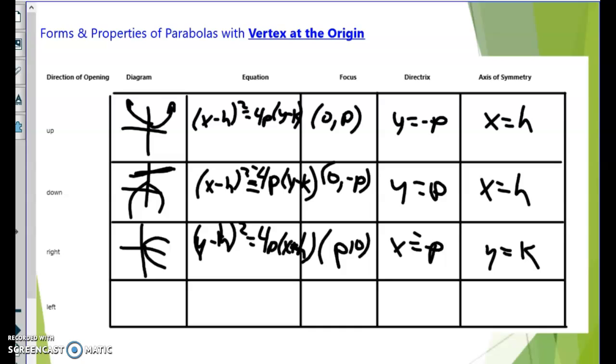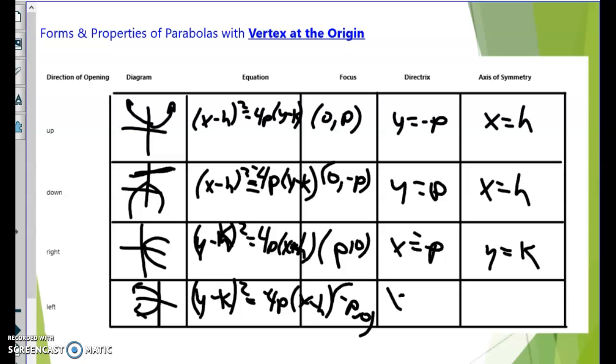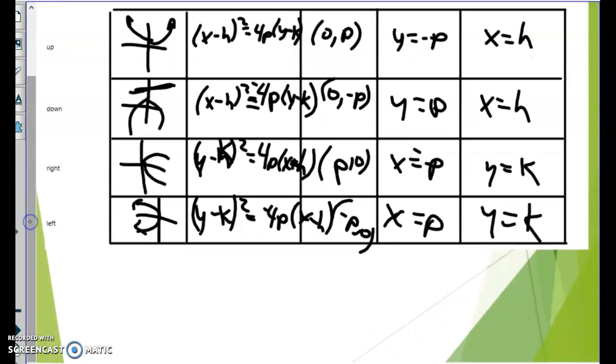Now if it opens to the left, we're going to have the same equation, (y minus k) squared equals negative 4p(x minus h), the focus at (negative p, 0), the directrix x equals p, and y equals k. I'm not sure about the new book, but in the old book I just copied that down from page 829.